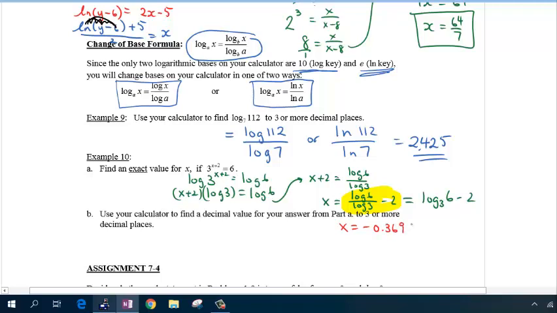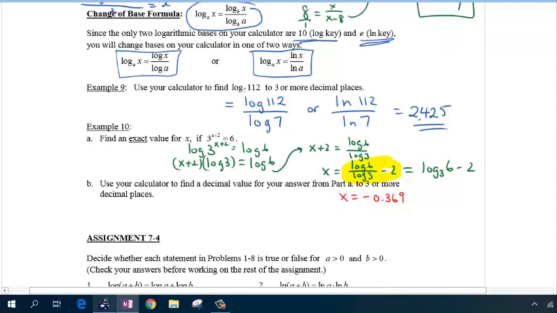Alright, so I hope this was a good review of logarithms. Guess what we're going to do next with logarithms? Take the derivative. And do you know what we'll do after that? Integrate. So stay tuned for those. This is the precursor to it.